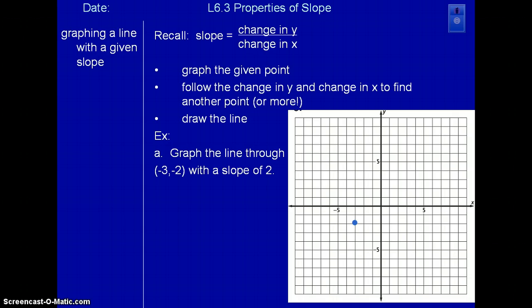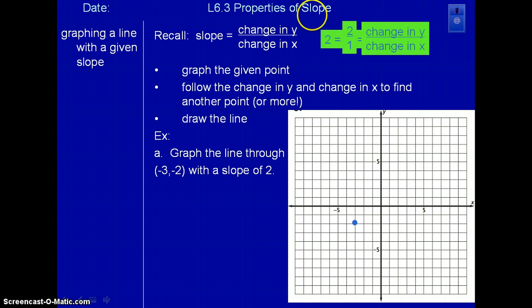Go ahead, begin, again, graph the given point. Step 1 is to graph the given point. So we've got the point -3, -2 on the graph. Follow the change in y and the change in x in order to find another point. 2 would indicate a 2 over 1, so our change in y is 2, as our change in x is a 1. So we would show going up 2 over 1, and we've got another point. Up 2 over 1, we've got another point. We could keep going, up 2 over 1, or we can see after 3 points that the line would look exactly like this.